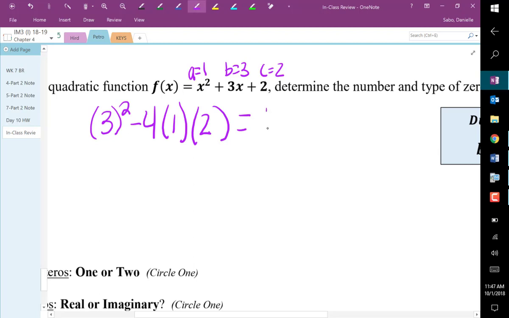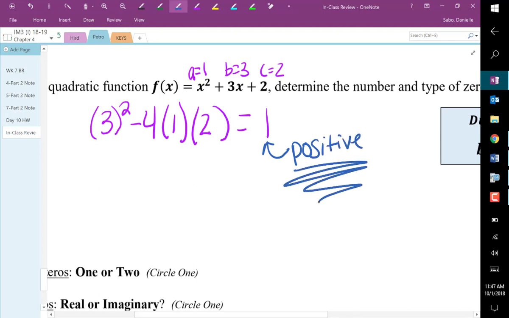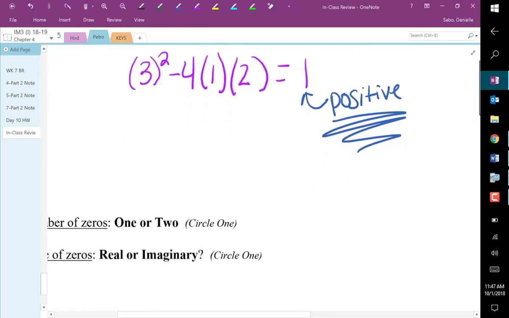You got 1. Okay, now a lot of people, when you get 1, you will circle 1. That's not what it's telling you. It's telling you if it's positive. Remember, you're looking for if it's positive, negative, or 0. This is a positive number. Positive. That's what's important, that it's positive, not that the number is 1. Okay, if it was a negative number, it's different. So positive means I'm going to have 2 real, and I'm done.